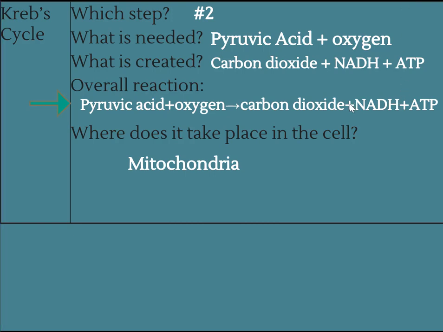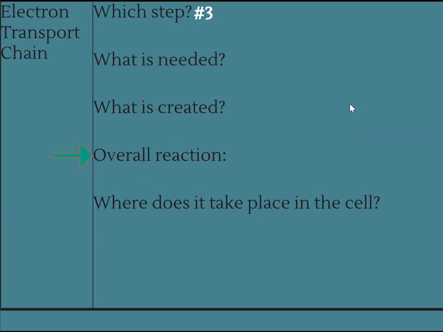Our last step, step number 3, is our electron transport chain, also known as the ETC. So what's needed? NADH. There's our bus with our energy to start this up, and oxygen. So we didn't use up all of the oxygen in the previous step. We're going to take these 2 things, we're going to create even more energy, and we're going to create some water. Now that water is going to be released, like I said, either as sweat or urine.